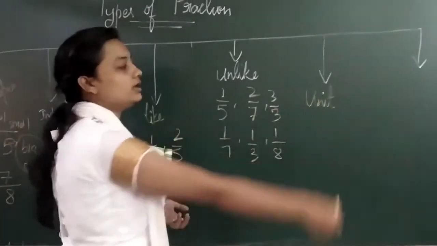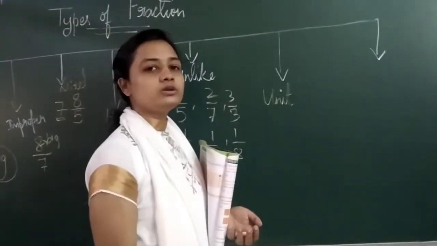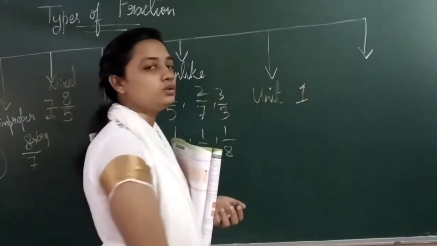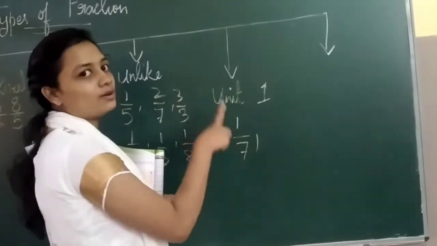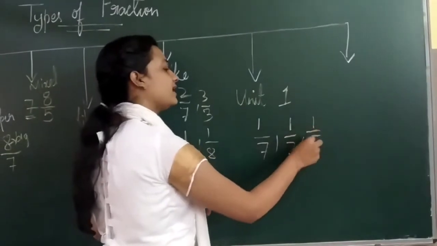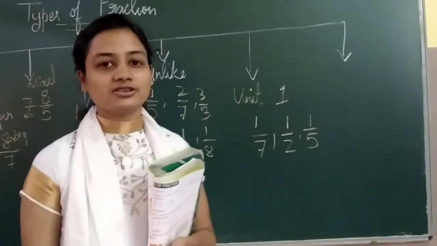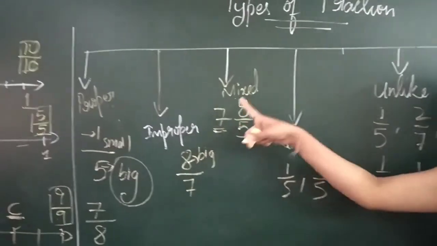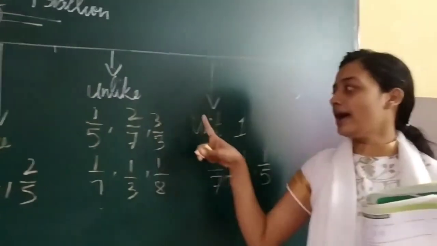Understood, children? Now we go for unit fraction. What do you understand by the word unit? Unit means always 1. Number 1. So unit fraction means a fraction having numerator 1. Like 1 by 7, 1 by 2, 1 by 5. All these are unit fractions. So we learned different types of fractions now. What are they? Proper fraction, improper fraction, mixed fraction, like fraction, unlike fraction and unit fraction.